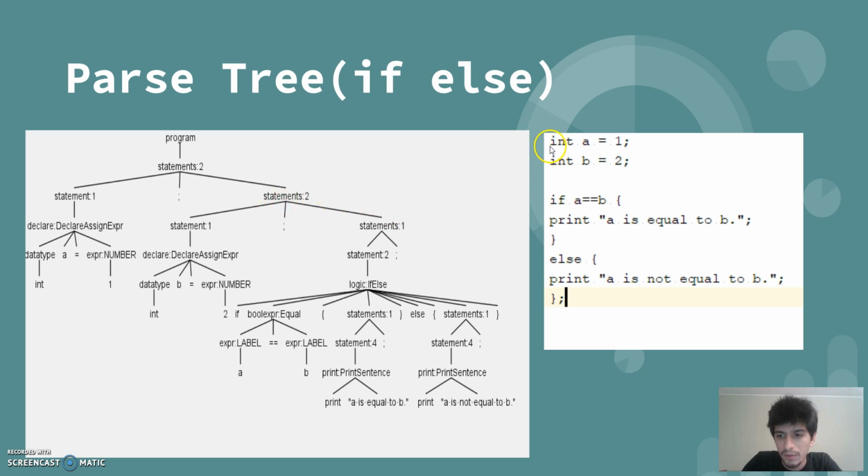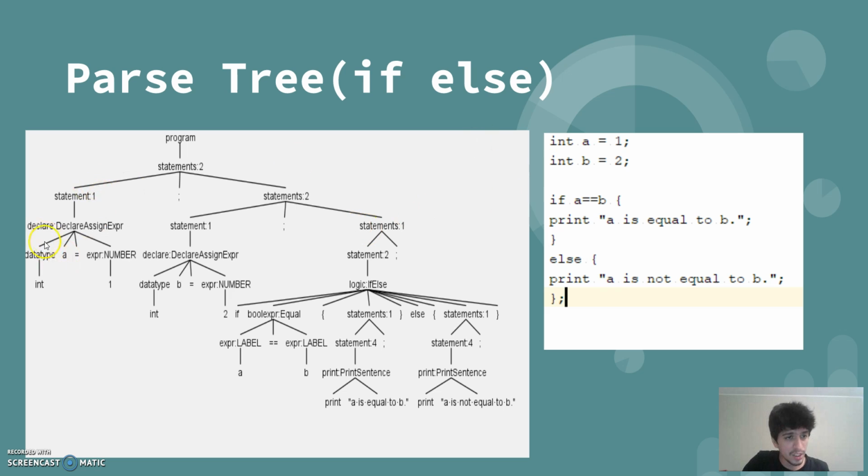So let's take a look at this sample code. Pretty simple, just int a equals 1 and b equals 2. If a equals b, then print a is equal to b, or else a is not equal to b. So here's the parse tree. At the top we have program, then statements, and as we have here, there are two statements. Basically, first a declare statement. So statement is recursive, so at the top we have 2, then again 2, and so on.